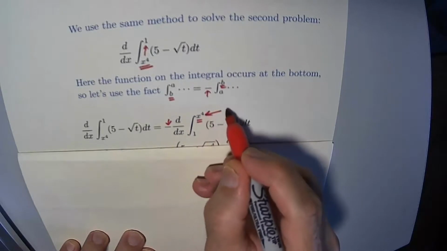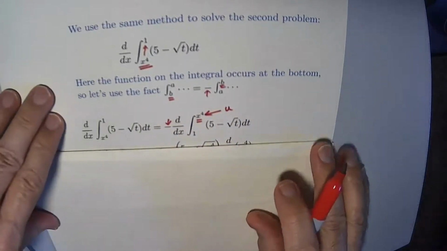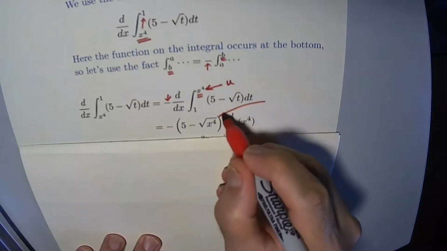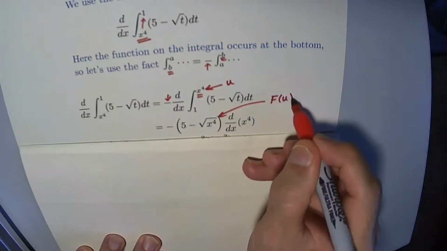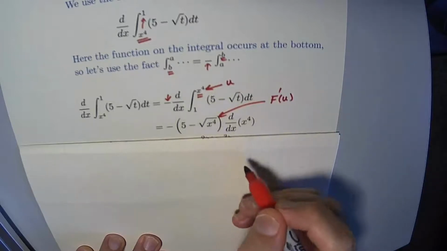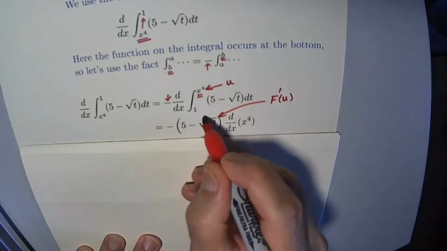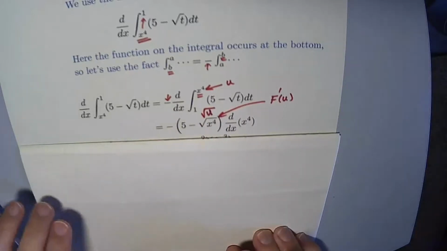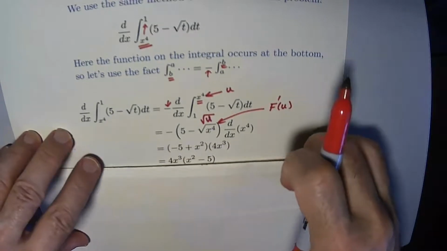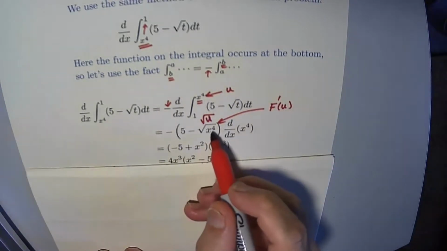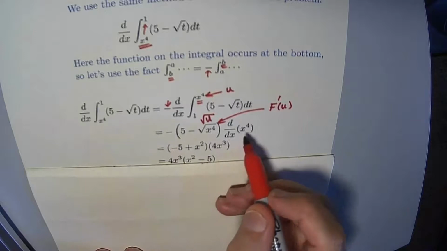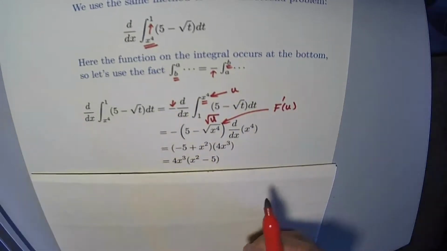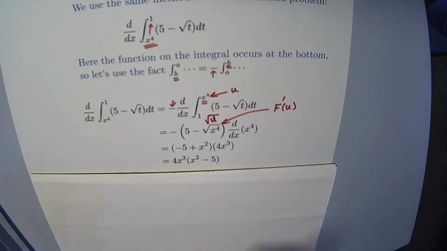Now that's our u. We get f prime of u times the derivative of u. Here, square root of x to the 4 is nothing other than square root of u. And figuring this out is easy. Square root of x to the 4 is x squared. Derivative of x to the 4 is 4x cubed. And here is the answer in a tidy way.